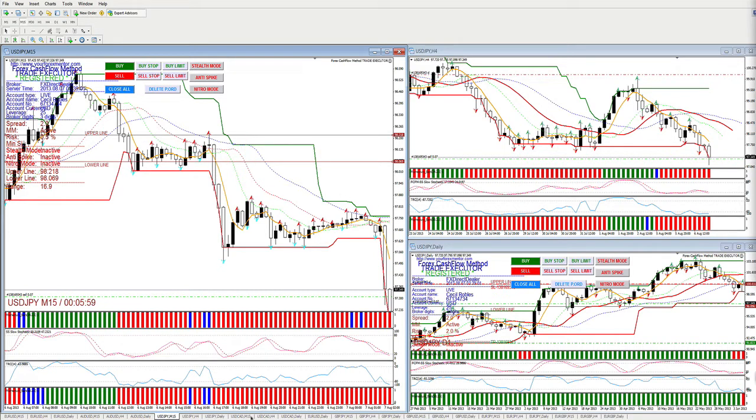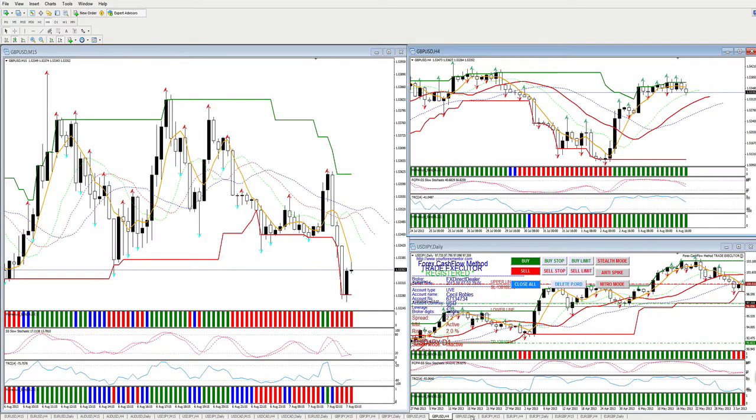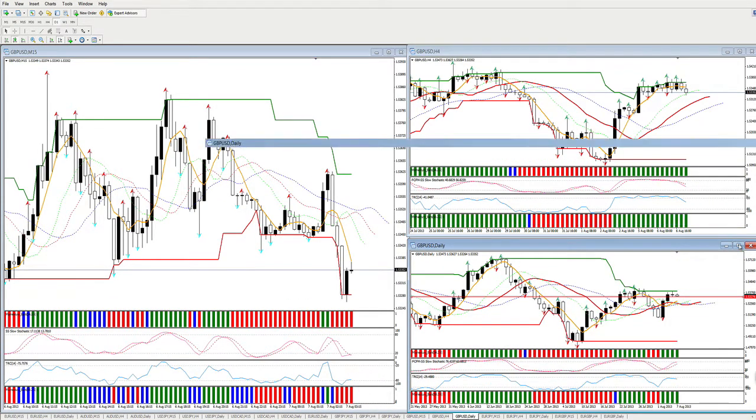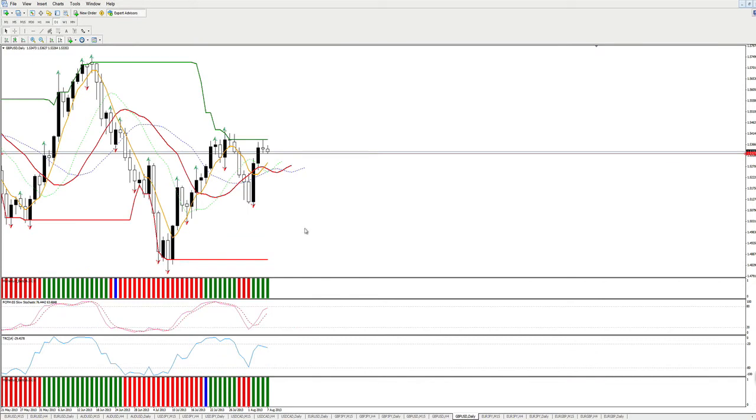Now let's go to the pound dollar. The pound dollar is the third trade that we took. And we will look now at the pound dollar. We're in a crazy place here on the pound dollar, and the reason is because we've been in this up move, and then we've just been literally bouncing around ever since.